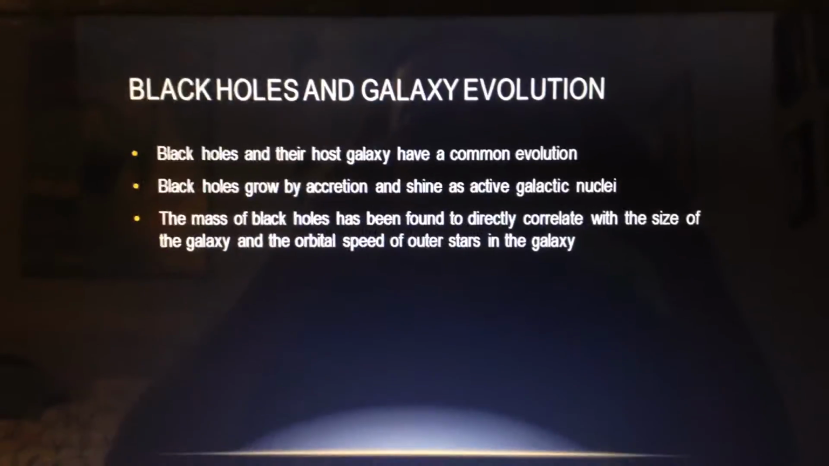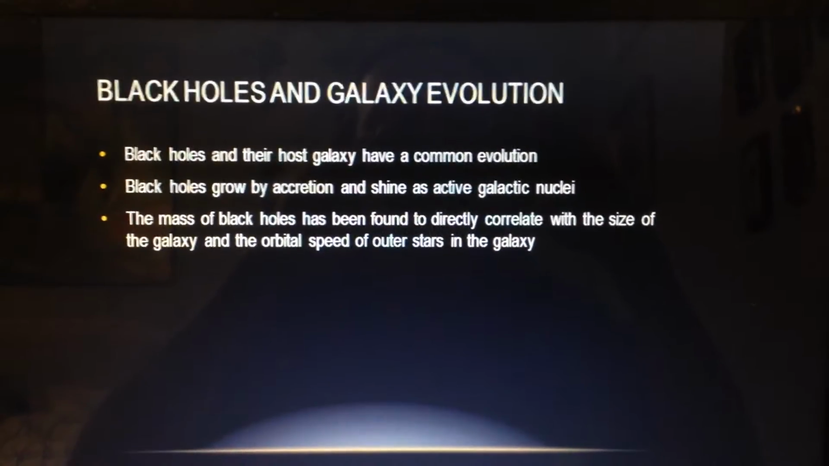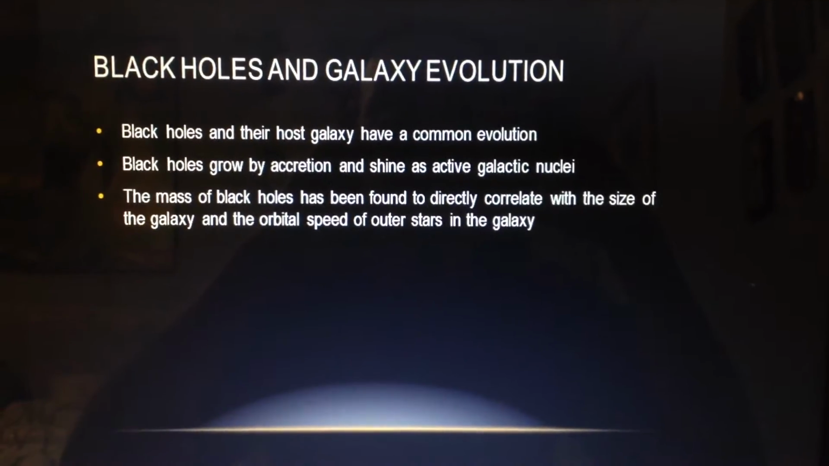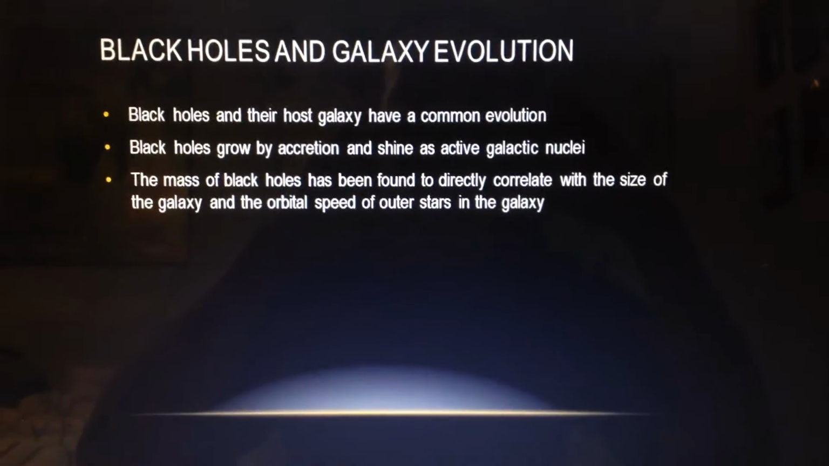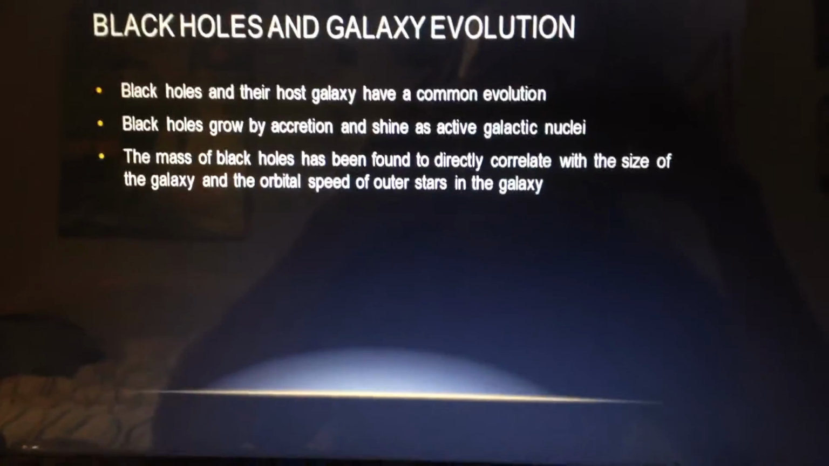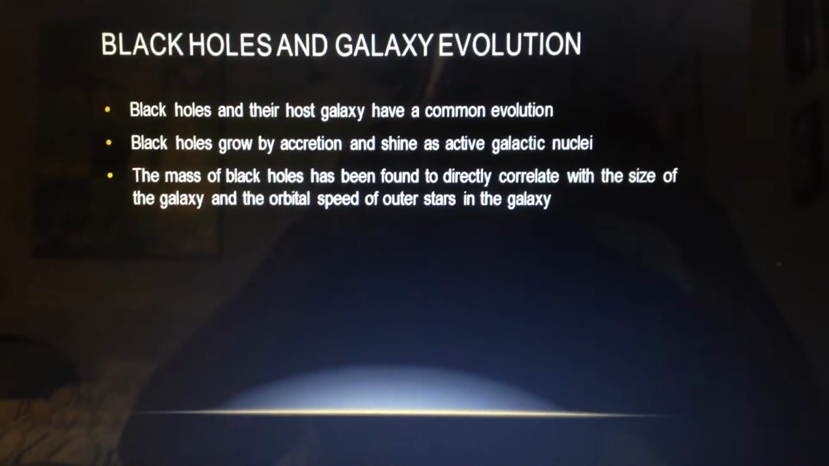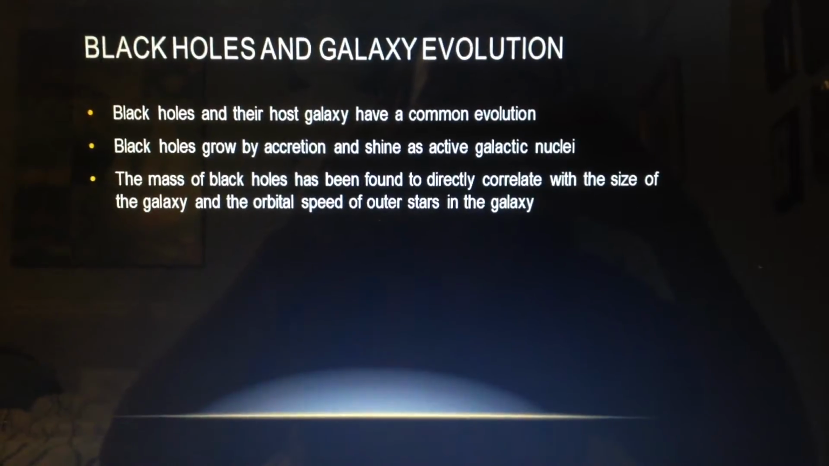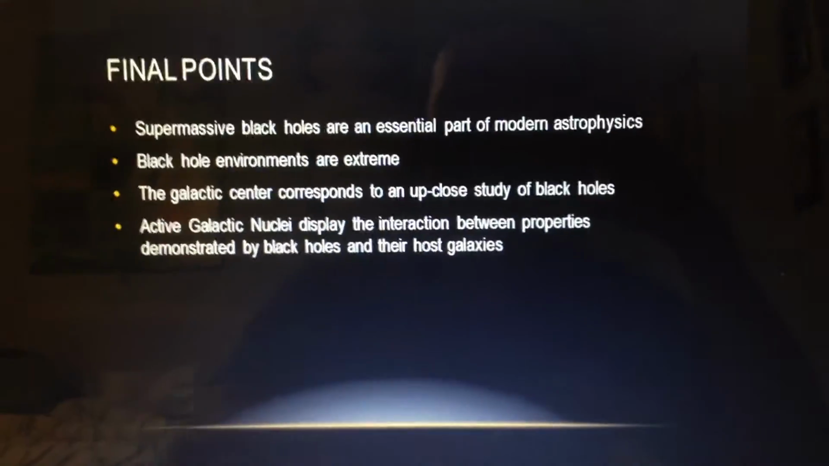Next, we looked at how black holes coincide with galaxy evolution. Black holes and their host galaxy have a common evolution. Black holes grow by accretion and shine as active galactic nuclei, so we can view them as astrophysicists using appropriate materials. The mass of black holes has been found to directly correlate with the size of the galaxy and the orbital speed of outer stars circling around in the galaxy.